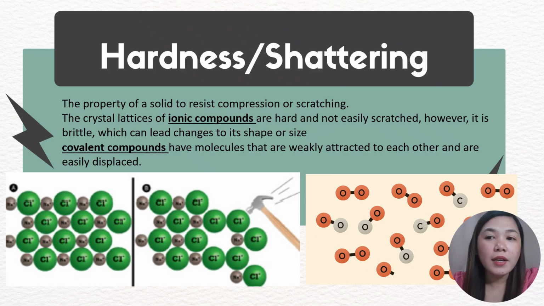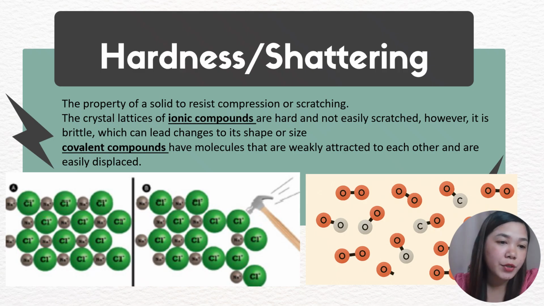Okay, next, the hardness or the shattering of these ionic and covalent compounds. When we say hardness, it's the property of the solid to resist compression or scratching. For example, the crystal lattices of ionic compounds are hard and not easily scratched. However, they are brittle, which can lead to changes to their shape or size.